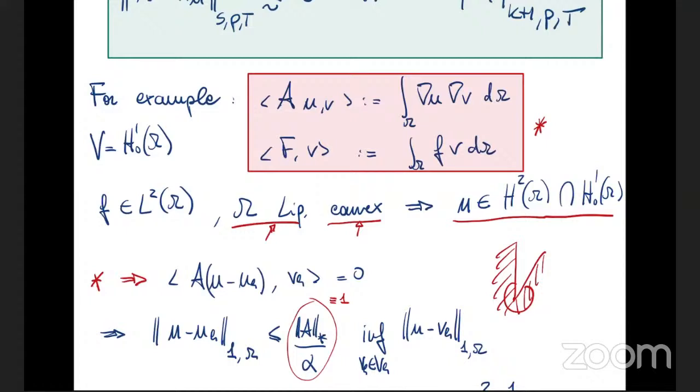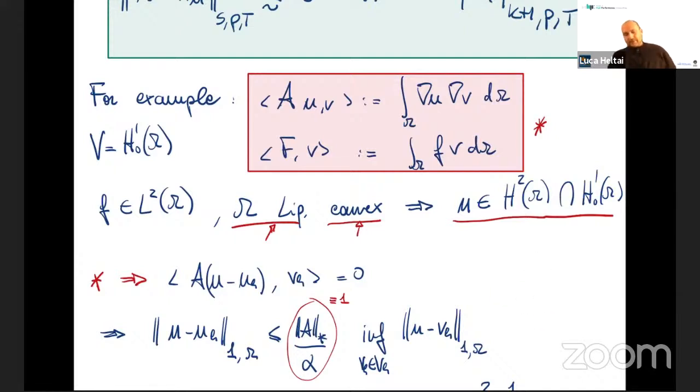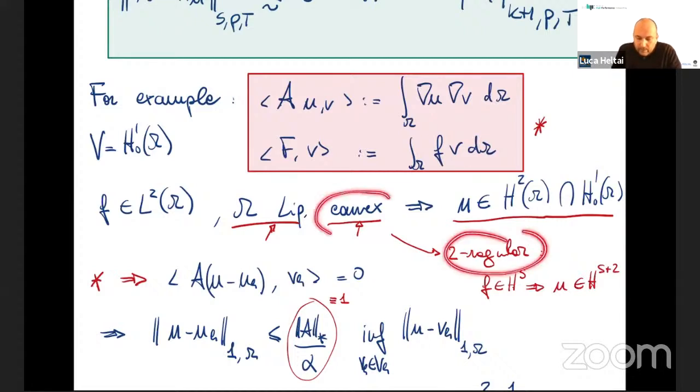Okay, yes, because also there we had homogeneous Dirichlet, I think. Yes. Having homogeneous Dirichlet helps a little bit, but it doesn't improve the fact that the solution is no longer in H^2 intersected with H^1_0 if you don't have convexity. So the convexity gives you the boosting regularity that you have. In particular, one can show the following: if it's convex, then you can say that this particular problem is 2-regular. So f in H^s implies u in H^(s+2). If the domain is no longer convex, you lose this 2-regularity and you don't have this anymore.